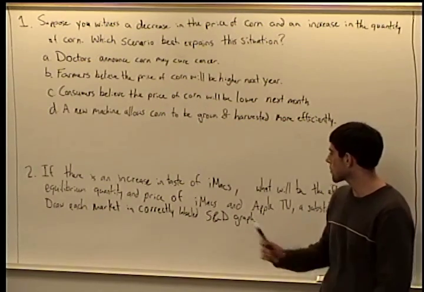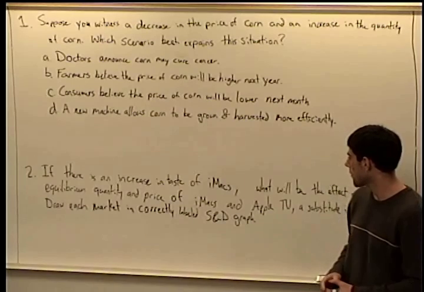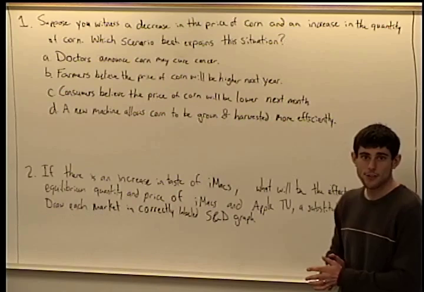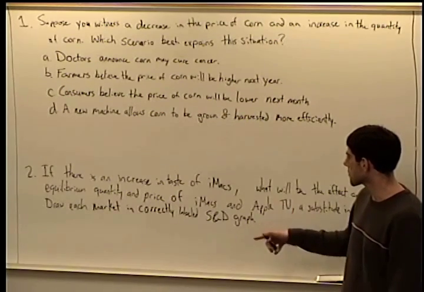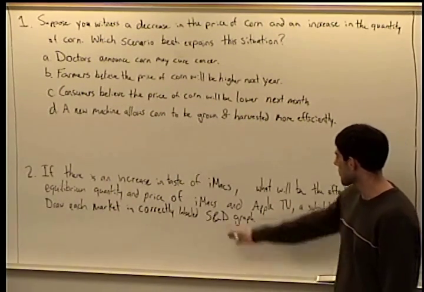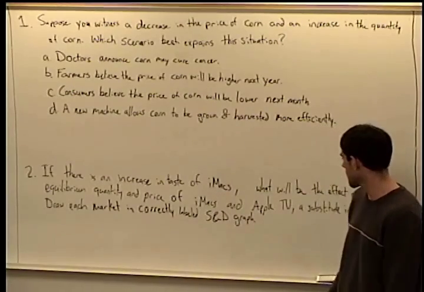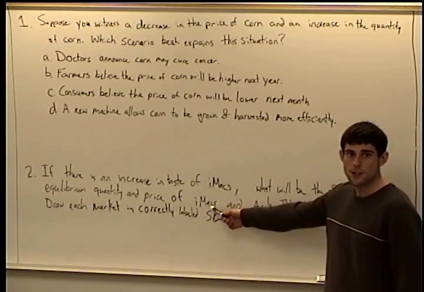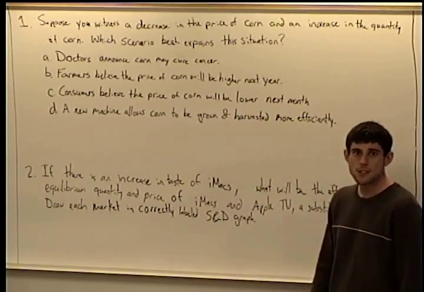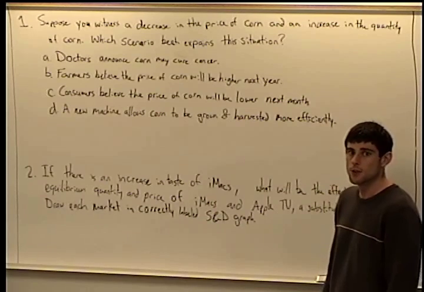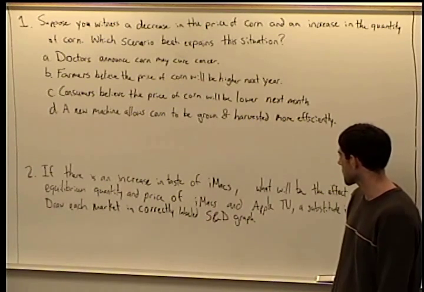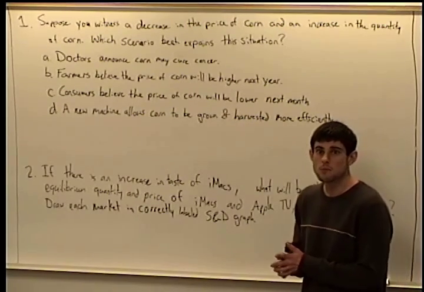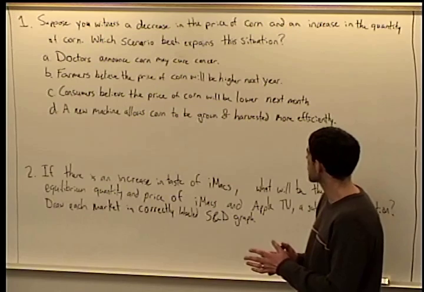So here, I want you to draw a market for IMAX and a market for Apple TVs using correctly labeled supply and demand graphs. I want to understand what's going to happen to equilibrium quantity and price for IMAX and for Apple TVs. The one for IMAX is very straightforward, but Apple TVs is going to be a little bit more complicated. Can you understand how IMAX and Apple TVs are related? Go ahead and pause the video now so you can solve the problems. And when you're finished, go ahead and hit play.